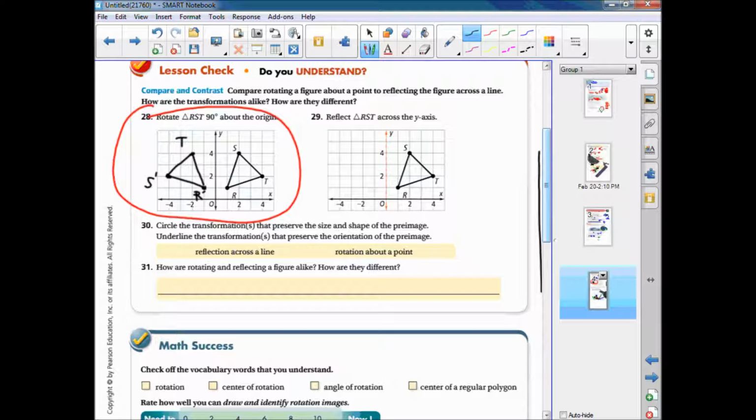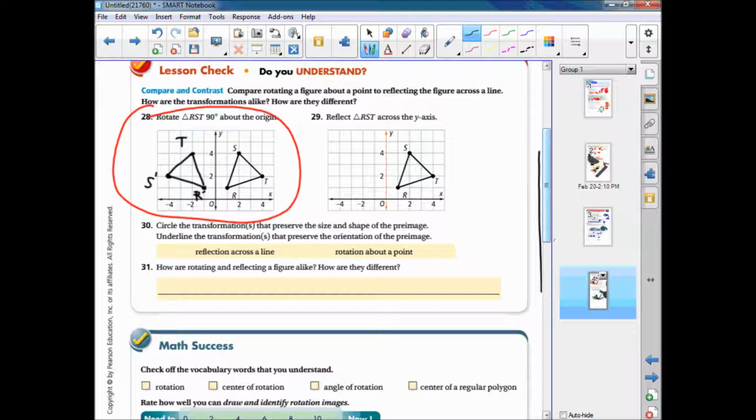All right, so if we take a look at it, you can see some things happened. R went from 1, 1 to 1, -1. T went from 4, 2 to -2, +4. And S went from 2, 4 to -4, +2. So it did some stuff with the same numbers, and we can figure out some patterns in this in class next time. All right, so number 29, reflect RST across the y-axis.